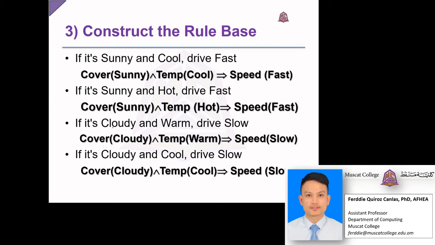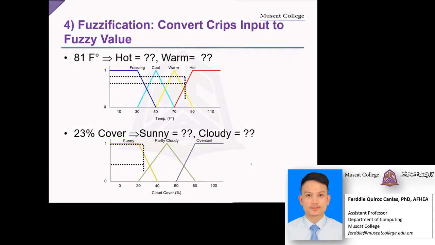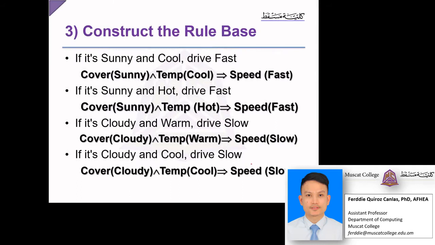Then if the weather is cloudy and the temperature is warm, then we have to drive slow. So another rule here is if the weather is cloudy and the temperature is cool, so we have to drive very slow. So these rules, actually you could add other rules, okay? These rules are not fixed in here.